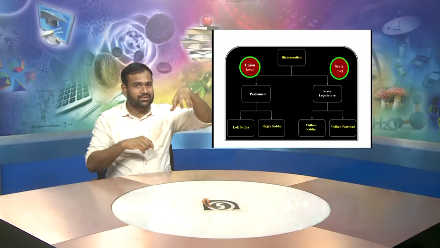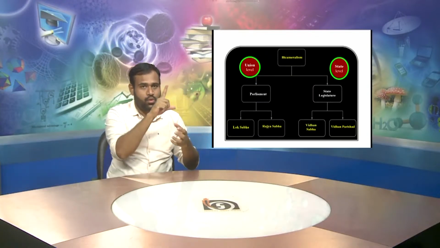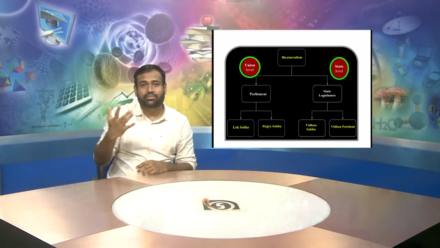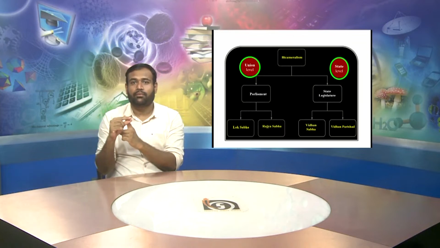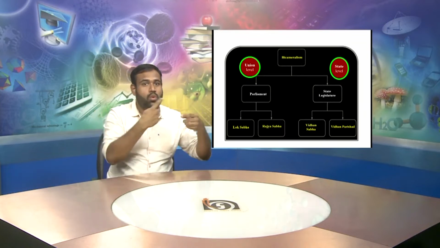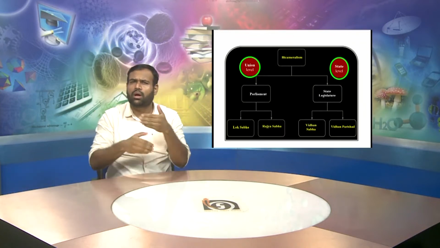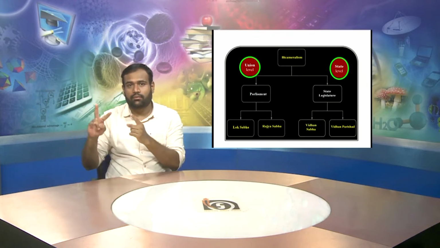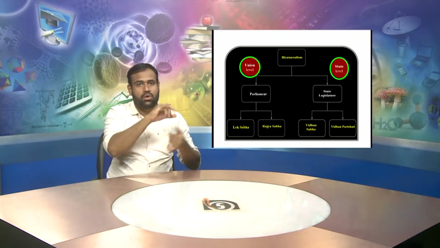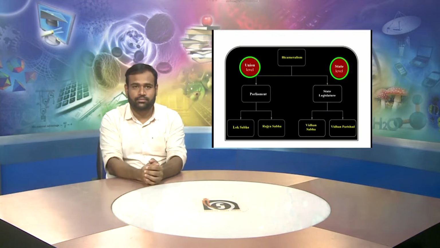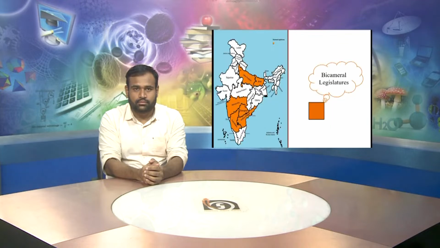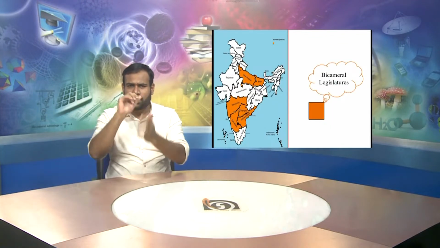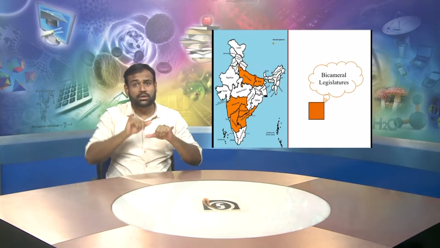In this, we have union level and state level. We know that union level is the parliament and the state level is the state legislature. So both together makes bicameral system. Let us now see the bicameral legislature.